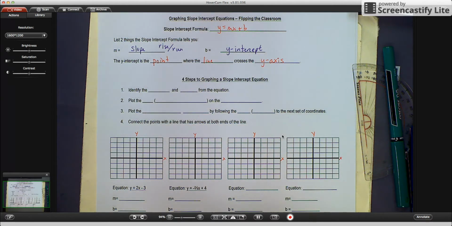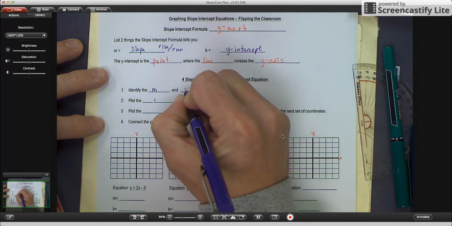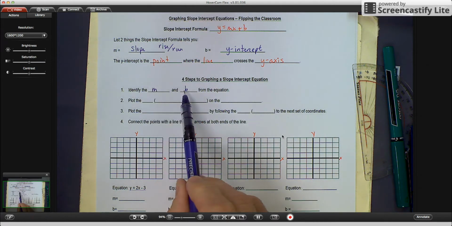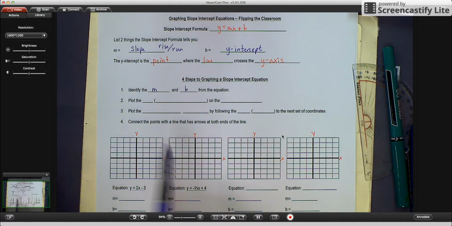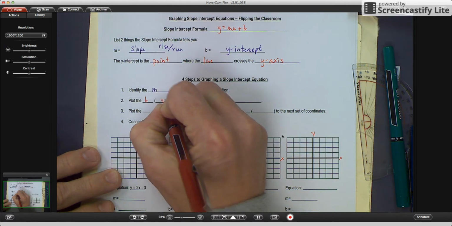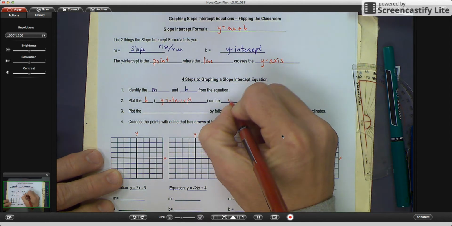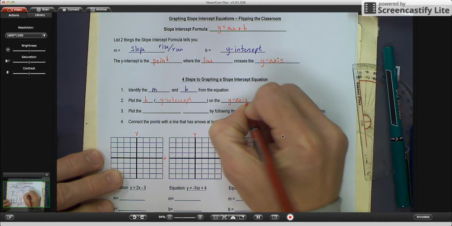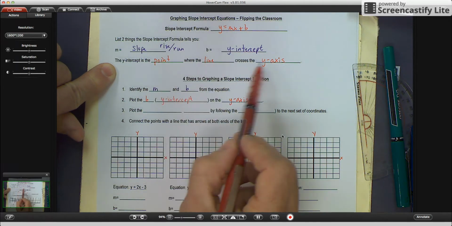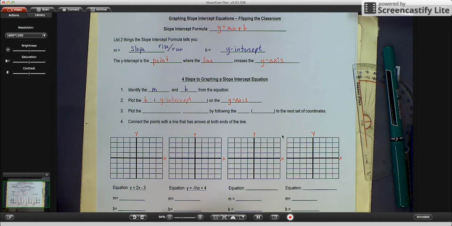The first step says identify the m and b from the equation. So when you're given an equation, you're going to identify the m and the b in that equation. The second step says plot the b, also known as the y-intercept, on the y-axis. If you look up here again in that statement, it says the y-intercept is the point where the line crosses the y-axis. So we're going to plot the y-intercept on the y-axis. I'm going to show you how to do that in a minute.